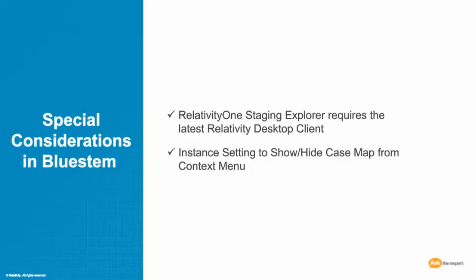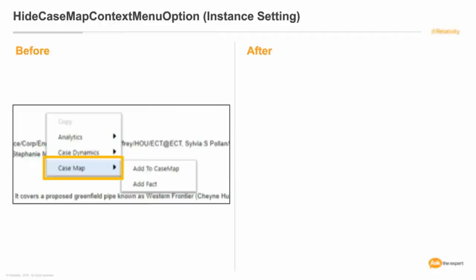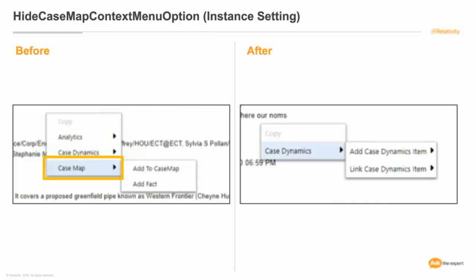The next consideration, we have a new instance setting, which will allow you to show or hide the case map option from within the viewer context menu. So to show you what that is, the name of the instance setting is at the top of the screen. And here we have a screenshot to show you exactly what we're talking about.